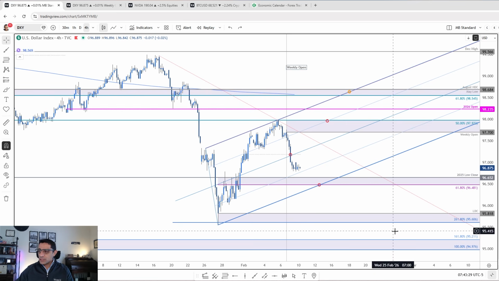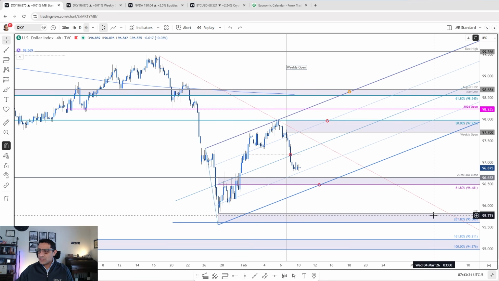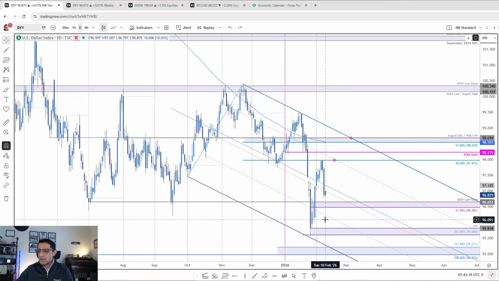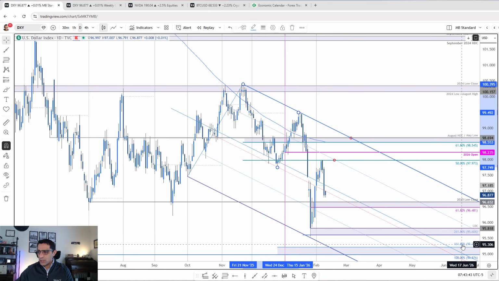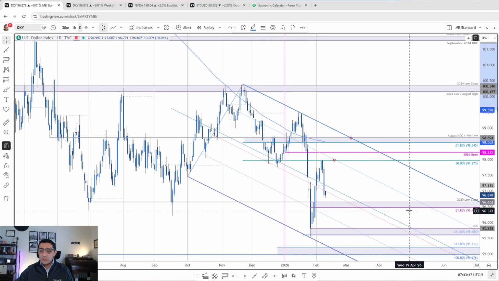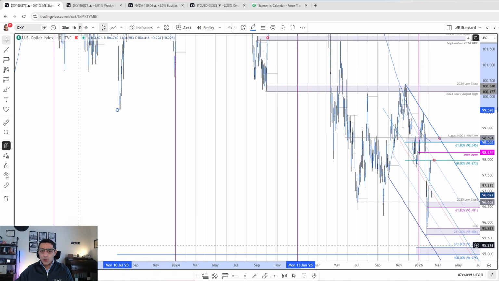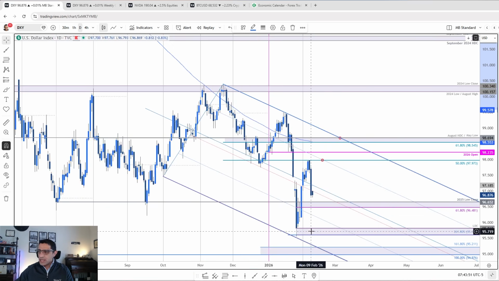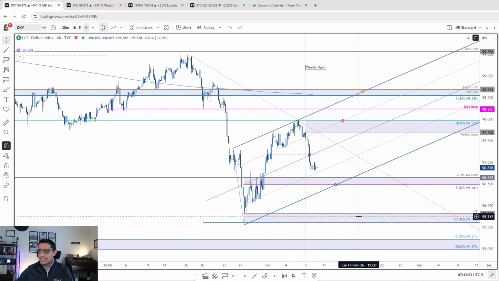Subsequent downside targets, you're looking at 95.60 into the low day close for January. That's 95.80, a 20 pip zone right down there. The key zone of support comes in right around the 95 handle, 94.97 into 95.21. That's this 1.618 extension from the November high. That's the 100% extension from the broader decline off the 2022 highs. So the levels are pretty well defined on the downside.